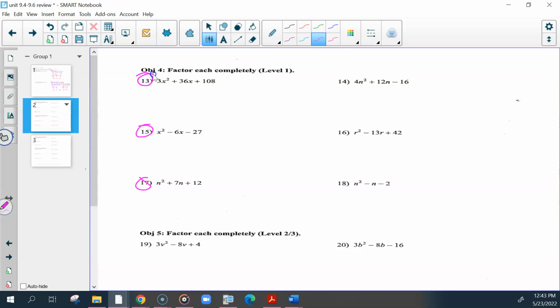So this is factoring when a equals 1. For this one, because there's not a number in front of x squared, we're looking for two numbers that multiply to be negative 27, but add to be negative 6. Think about the factors that would multiply to be 27. One of them has to be negative because 27 is negative. Of all of those, which ones would add to be negative 6?